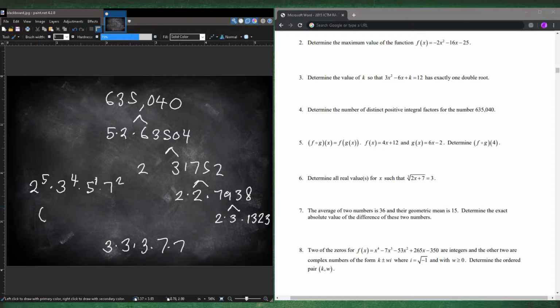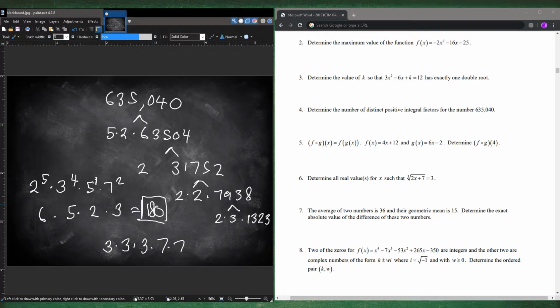So 5 plus 1 is 6. 4 plus 1 is 5. 1 plus 1 is 2. 2 plus 1 is 3. And you gotta multiply all these numbers together. So 6 times 5 times 2 times 3. And that is 180. And that should be your entire answer.